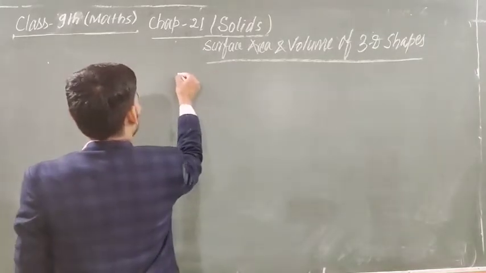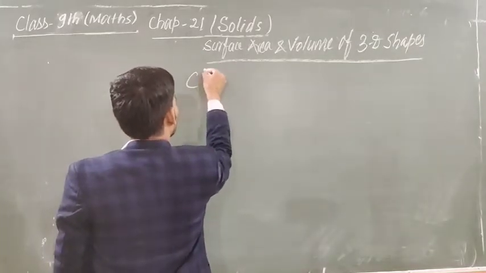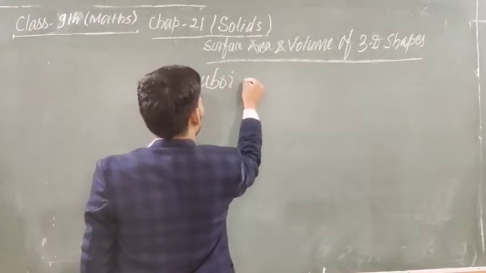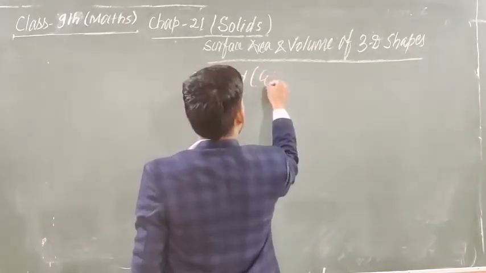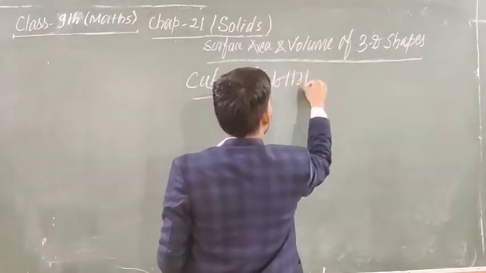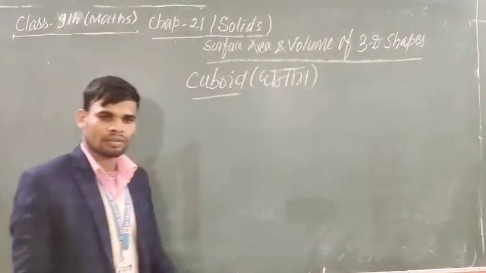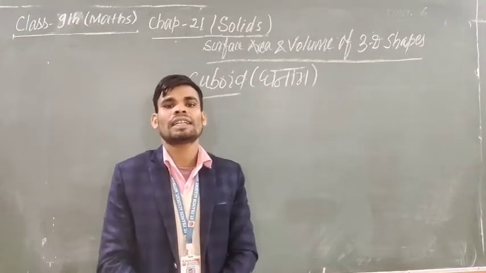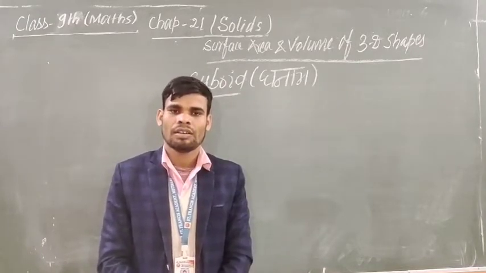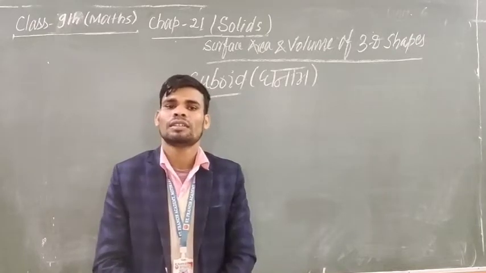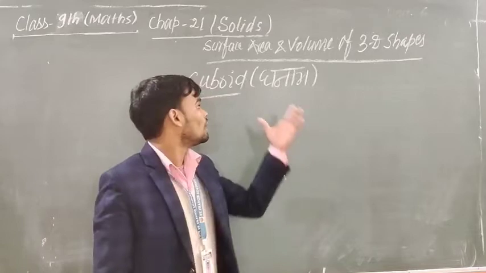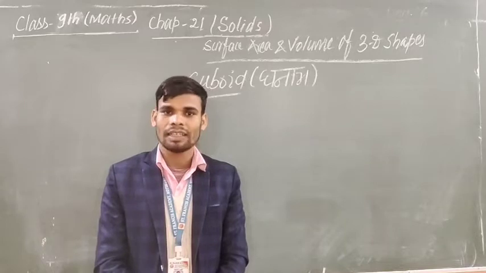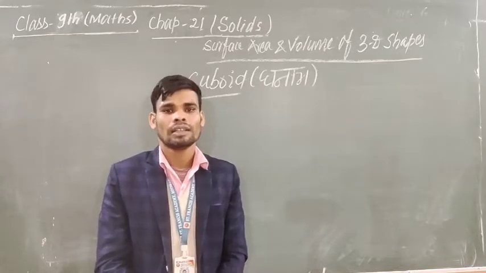Okay. So in solids, firstly we are going to understand about cuboid, C-U-B-O-I-D. Cuboid in Hindi is known as ghanabh. A solid having 6 rectangular faces, with all the opposite faces equal, is known as a cuboid. Means a cuboid has 6 rectangular faces and the areas of opposite faces are equal.